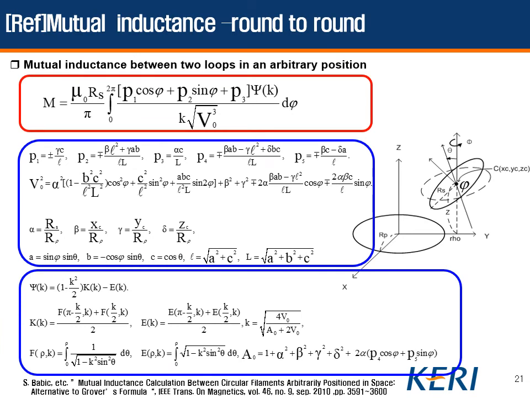Now, let me give another example of a mutual inductance calculation between two loops in arbitrary positions. M is calculated as follows. Here, the whole parameter we defined is as follows. If you need more information, more explanation, I recommend that you please refer to this reference.